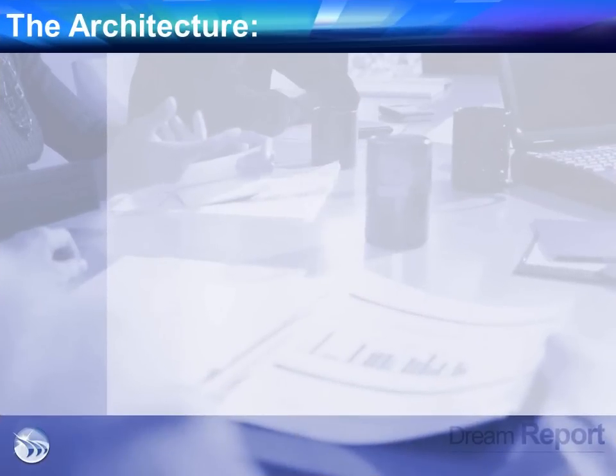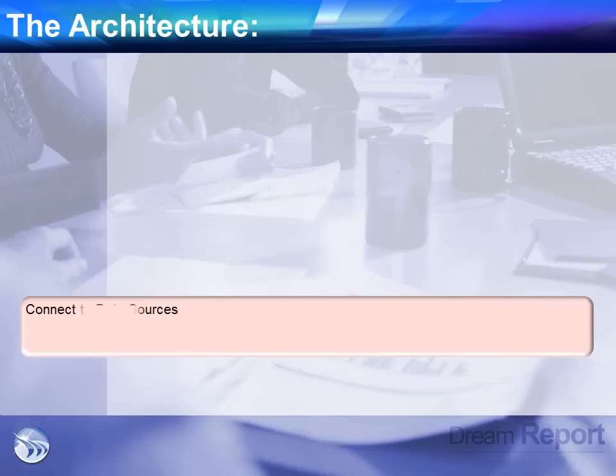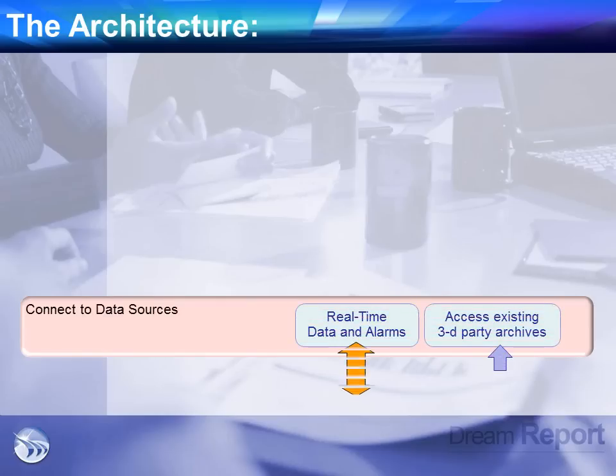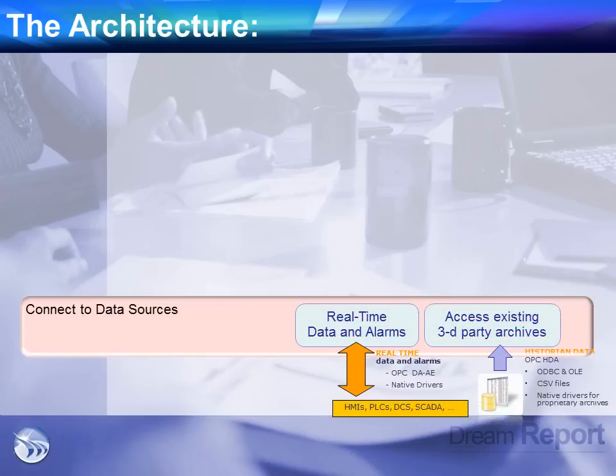Now let us look at Dream Report functionality in detail. First of all, we need to look at connectivity. As mentioned before, Dream Report can be connected to real-time data sources and historical data sources. Connectivity to real-time data sources enables users to get real-time values and real-time alarms in Dream Report.